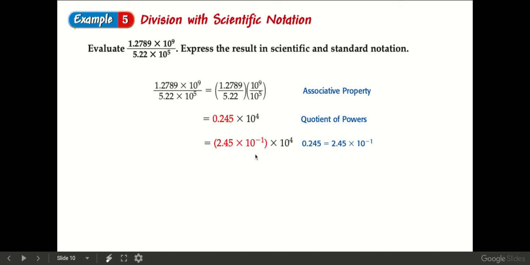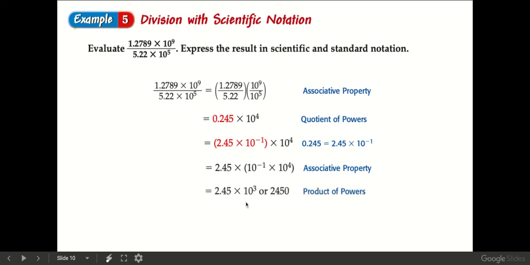Now I'm going to use the associative property to regroup this so I can have the two factors of 10 next to each other. 10 to the negative first times 10 to the fourth power. Again, add their exponents because they have the same base. Negative 1 plus 4 is 3. So I'm left with 2.45 times 10 to the third power. That is scientific notation. So now I can convert it to standard notation. It's a positive exponent, which means it represents a very large value. So I move the decimal 3 places to the right and get 2,450.